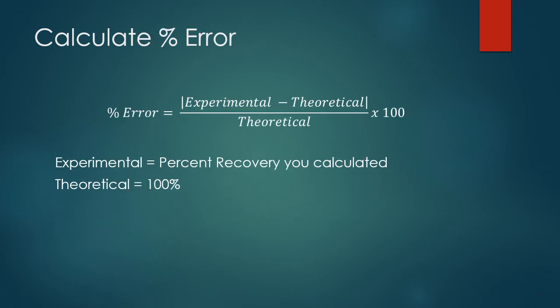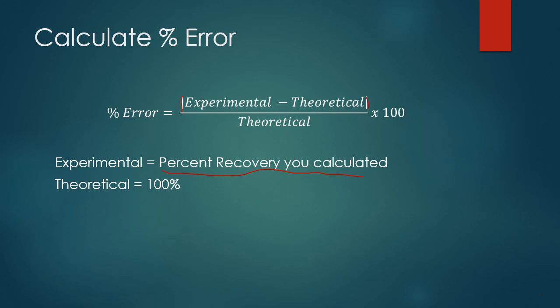So looking at percent error, the equation is experimental minus theoretical and then divided by theoretical. Notice there are absolute value bars. This means that you are going to get a positive number. So even if it shows up negative in your calculator, just change that negative to a positive. So what are you using for your experimental? That's the percent recovery that you calculated when you added the percents of each component together.